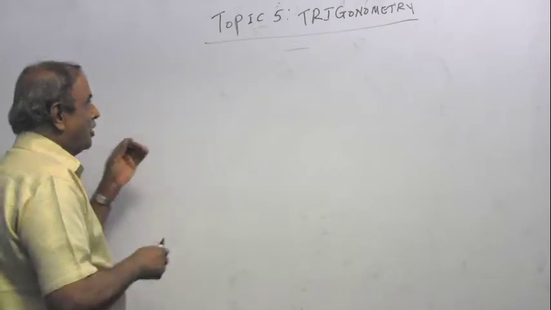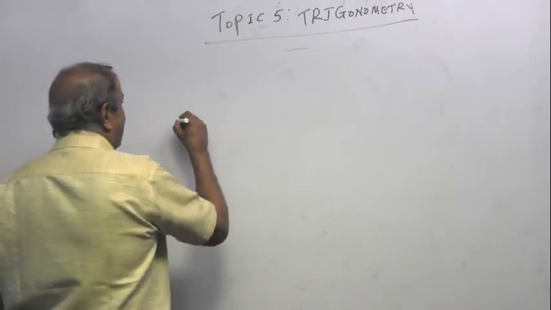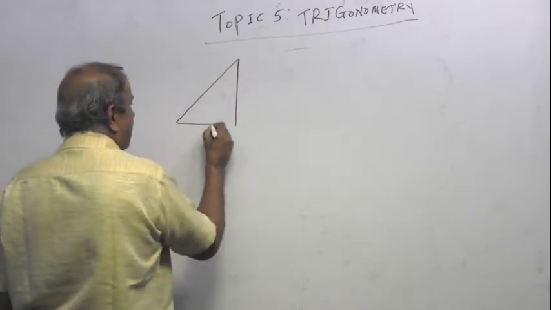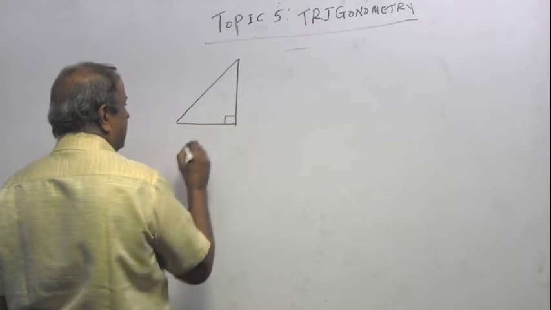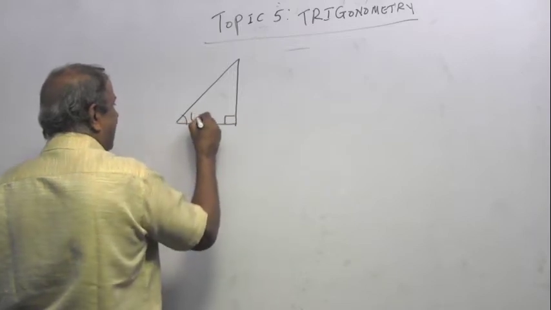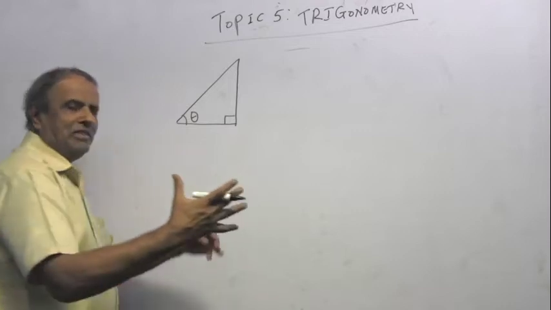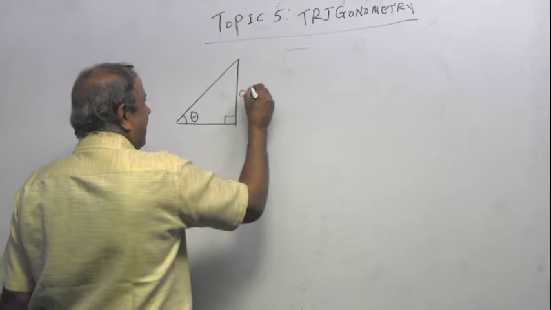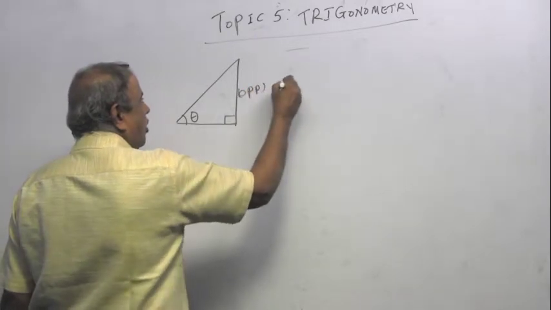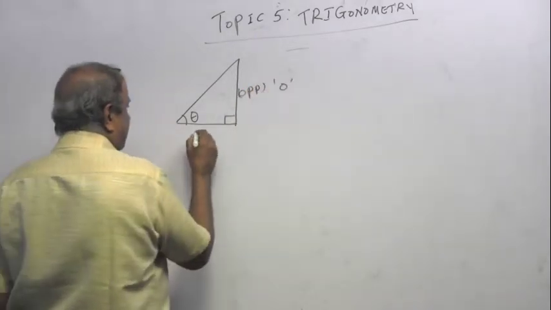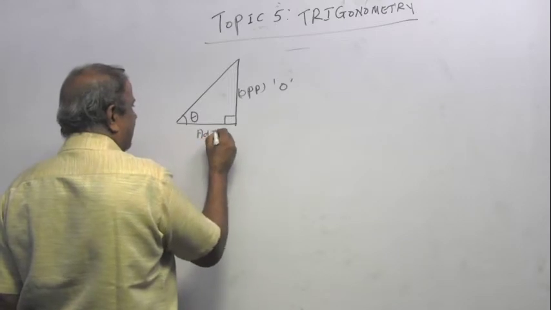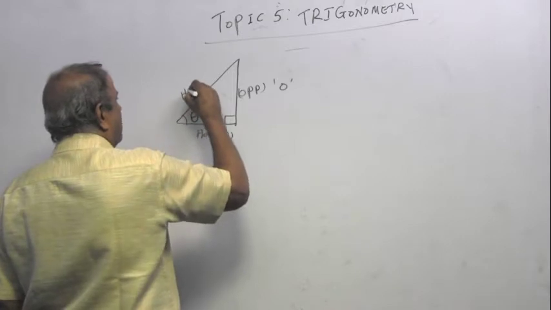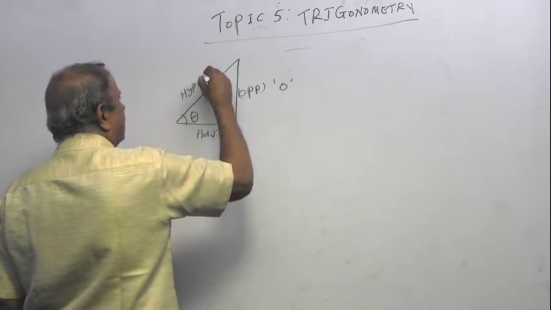So you know from your GCSE that if you have a right angle triangle, and that angle is theta, I love the moment we come back to theta, alpha, beta. This is the opposite side, we call it O. This is the adjacent side, we call it A. And that is the hypotenuse, which we call H.